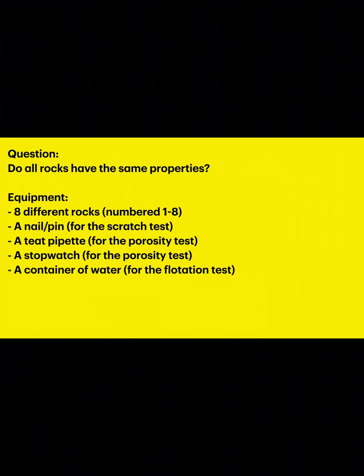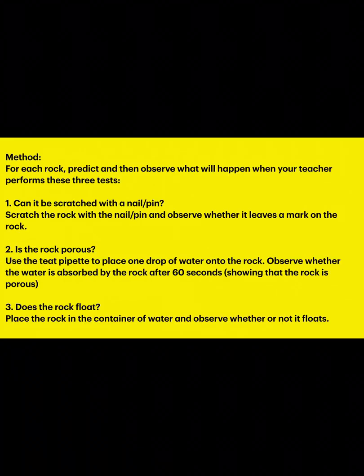The equipment that will be used for this experiment is 8 different rocks, a nail or a pin to scratch, a pipette for the porosity test, a stopwatch for the porosity test, and a container of water for the flotation test. So this is the method. So we've got 3 different experiments taking place in the video that you're going to watch. The first is the scratch test, the second is the porous test, and the third is the floating test.